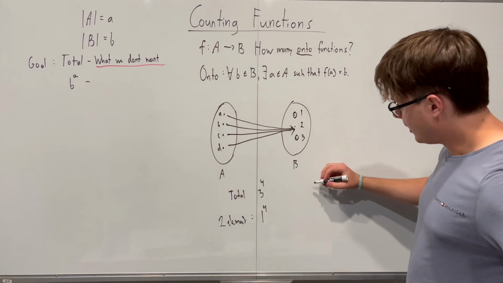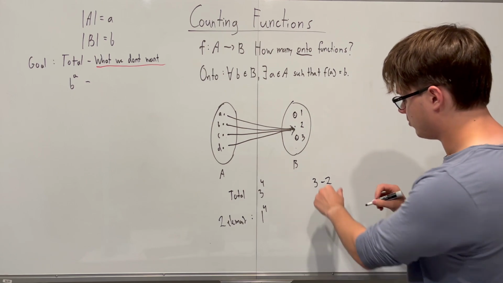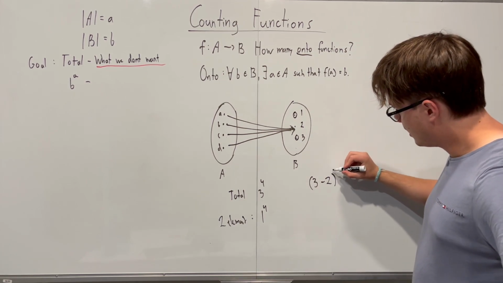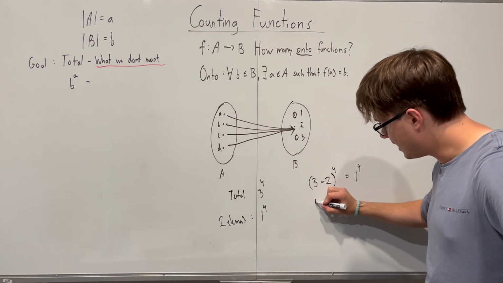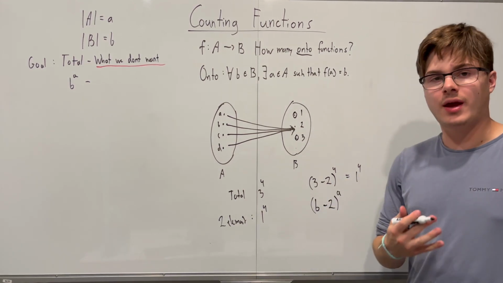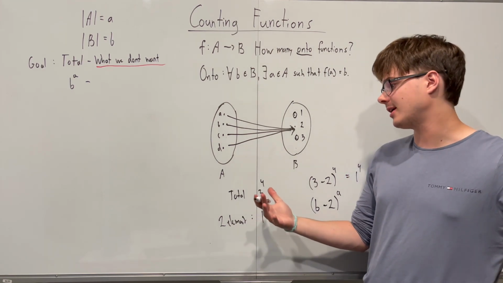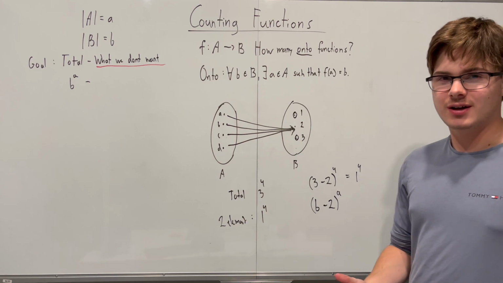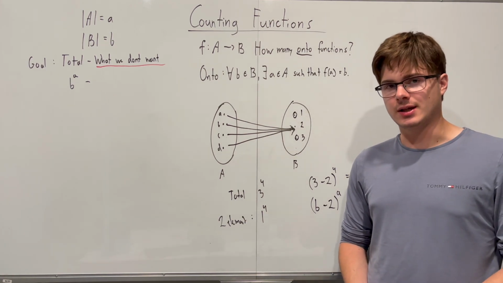So what do we find here? Well, it looks like it's just going to be 3 minus 2. Oh, yes, 3 minus 2 to the power of 4, which is just going to be 1 to the power of 4, right? It's going to be b minus 2 to the power of a. That's the kind of relationship I want you to notice. Now, you could, of course, do more examples if you're not convinced, but for the sake of time, and I think you're smart enough to see that this is the sort of pattern we're recognizing at the moment.